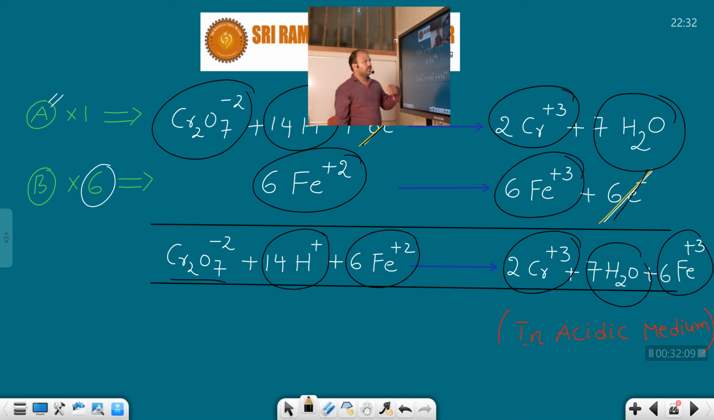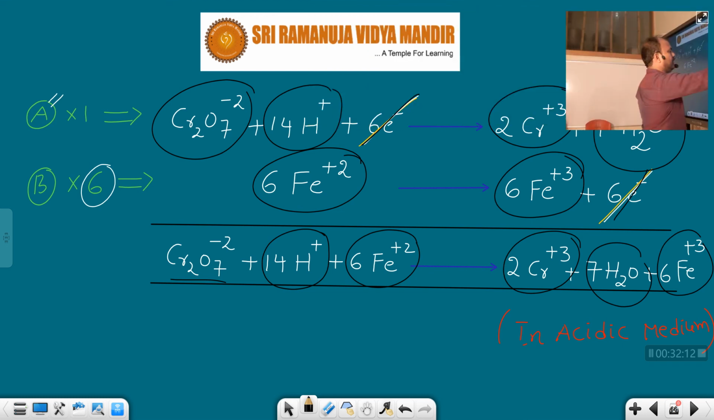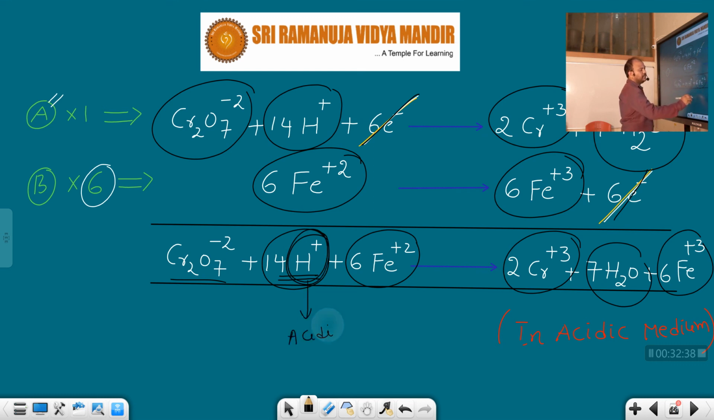So take a look here. Chromiums are balanced. Irons are balanced. Oxygens are balanced, and hydrogens are balanced. Ultimately charges are also balanced. So with respect to atoms of the elements and with respect to charge, the entire chemical reaction is balanced. This takes place in the presence of H plus ions. Whenever H plus ions appear after balancing a redox reaction, this reaction takes place in acidic medium. We can simply remember that.